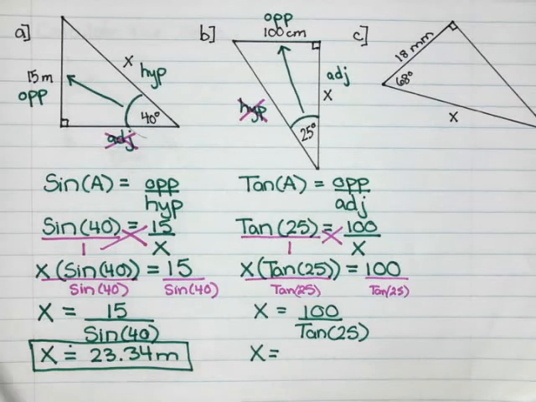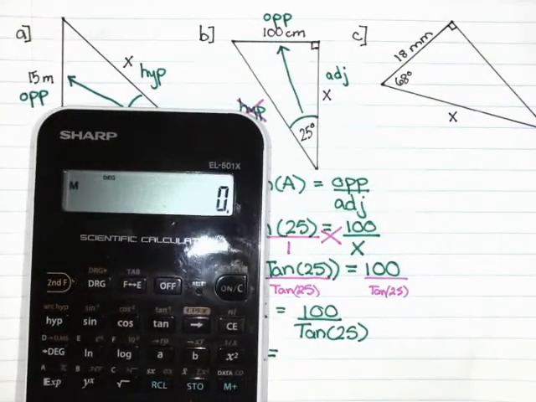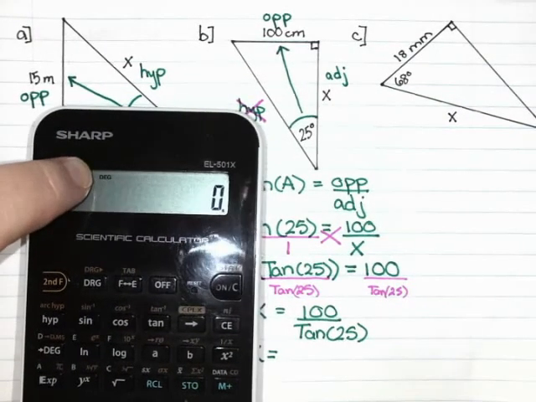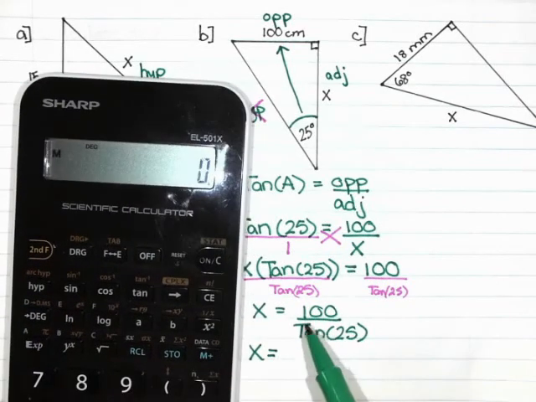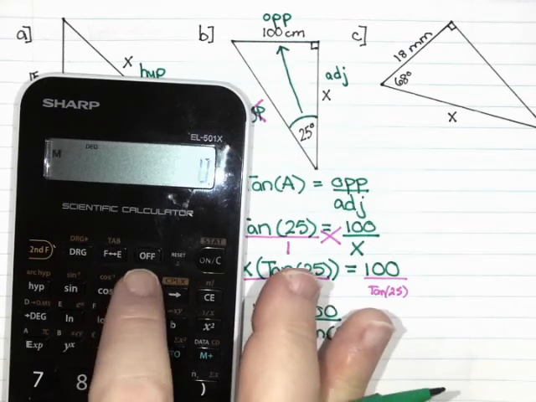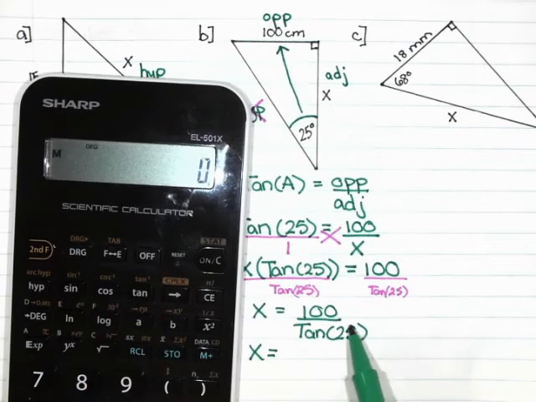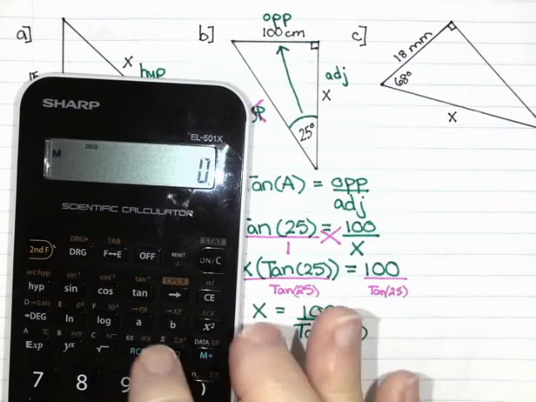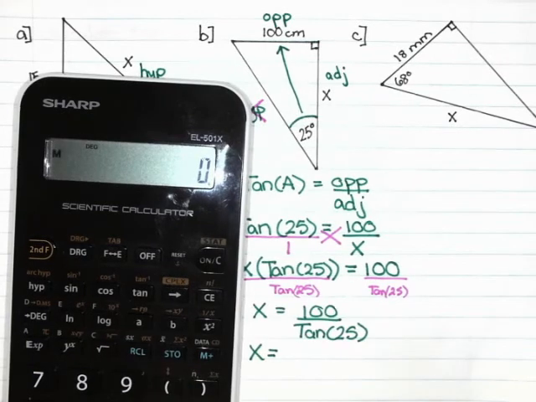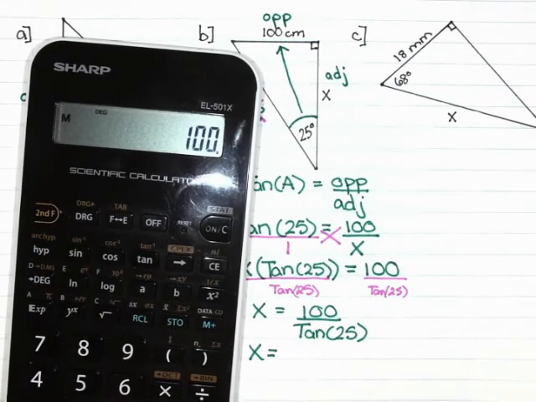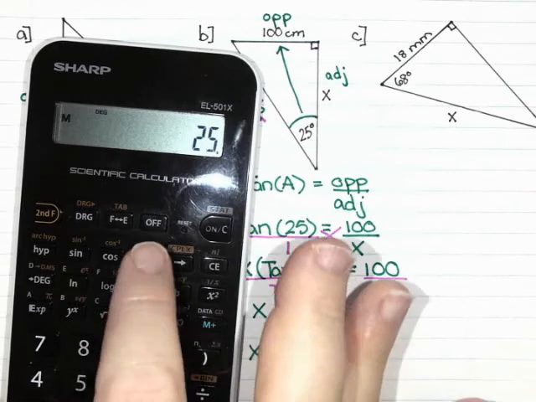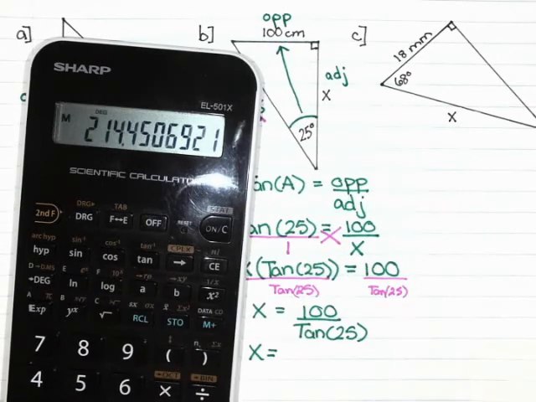Okay, so I'm going to use my calculator. First thing you want to make sure is that it's in degrees. And then on my calculator, I'm going to do 100 divided by, and then when I press tan, the word tan does not show up. So I have to do the angle first and then press tan. If when you press tan, tan shows up, you just do 100 divided by tan 25. So I'm going to do 100 divided by 25 tan. And then you want to make sure you hit equals.